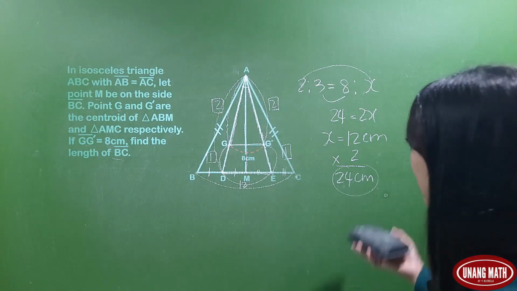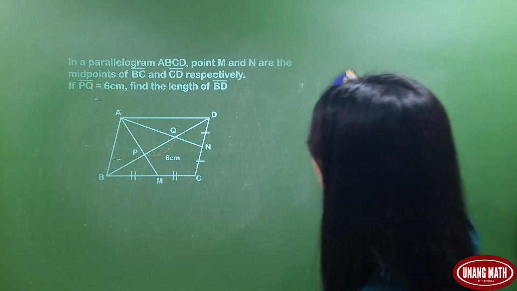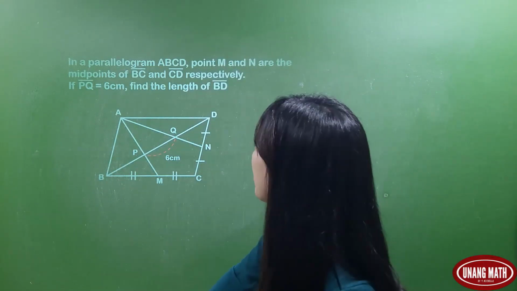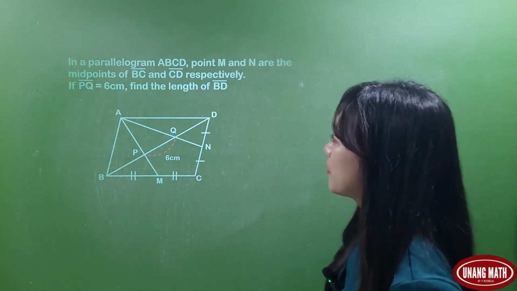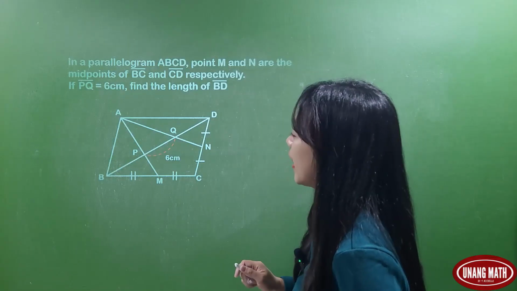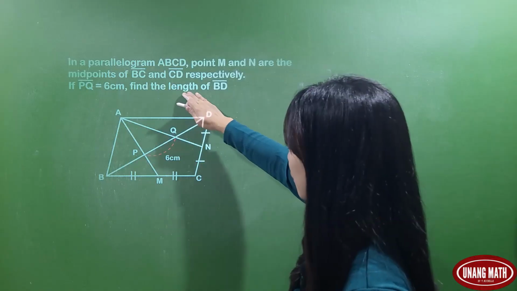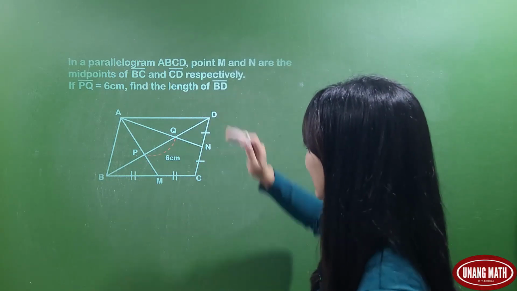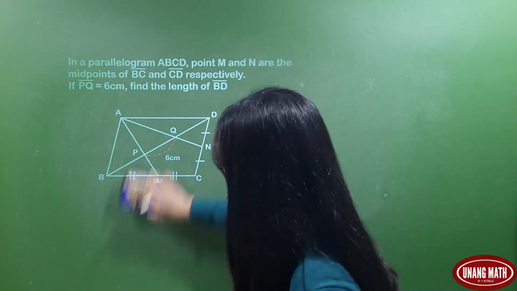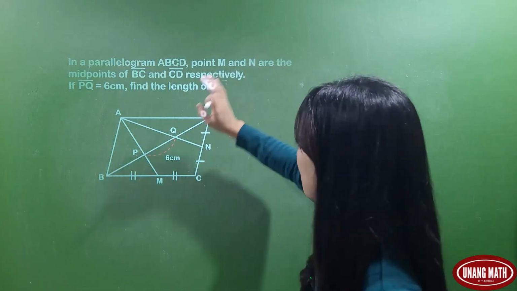Okay, and for the last problem, let's also answer this one. In a parallelogram ABCD, points M and N are the midpoints of segments BC and CD, respectively. If segment PQ is equal to 6 centimeters, we will find the length of segment BD. So this is our parallelogram ABCD. Points M and N are the midpoints.